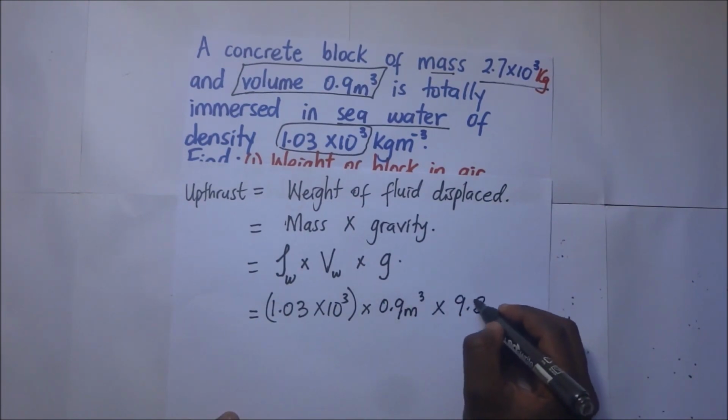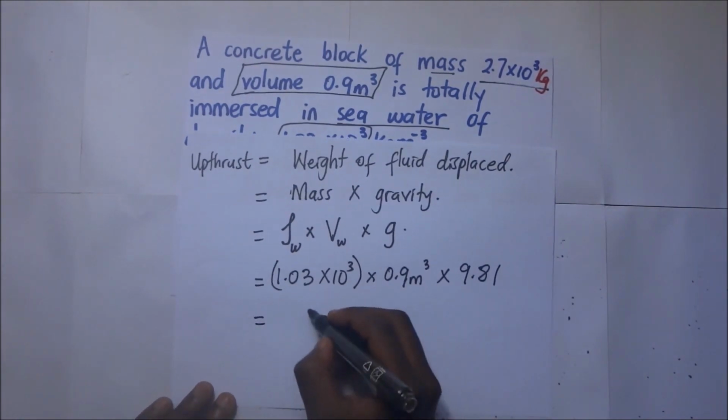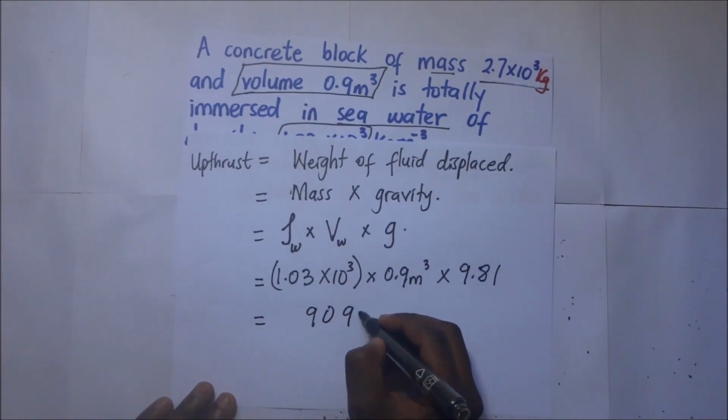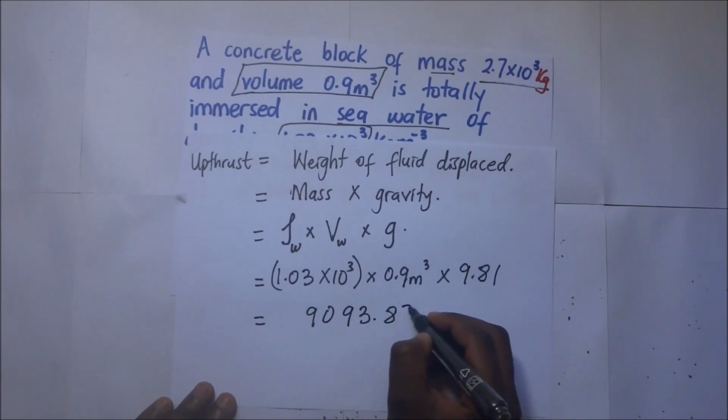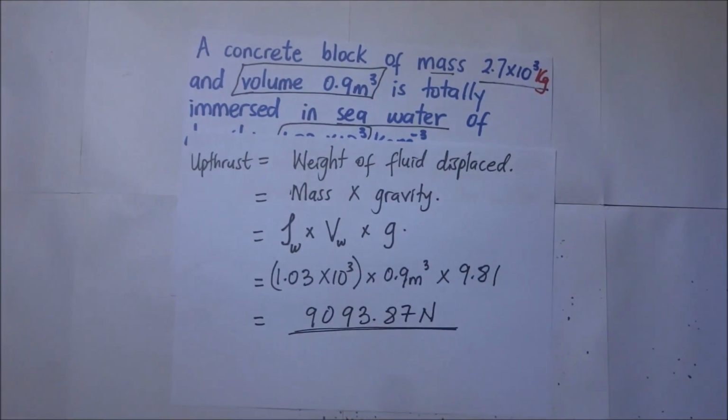which in this case is 9.81, and so our answer there is going to be 9093.87 newtons. This is our upthrust force.